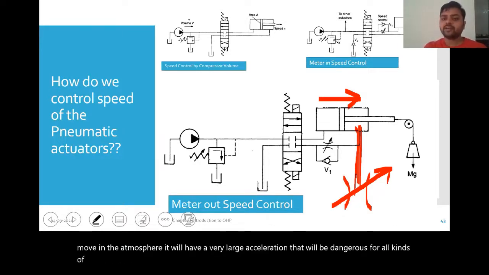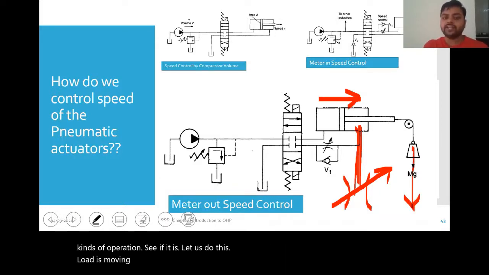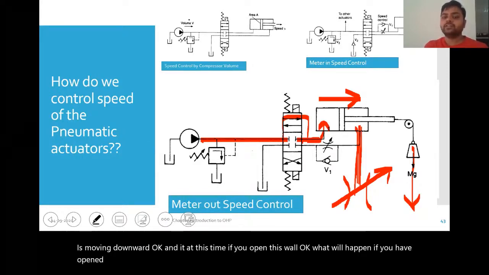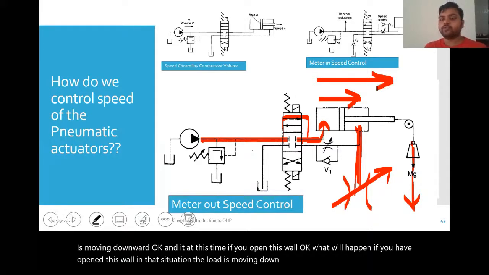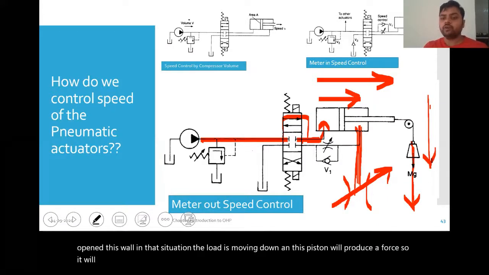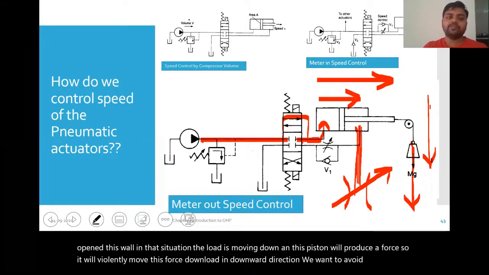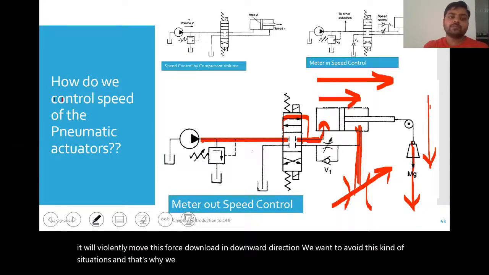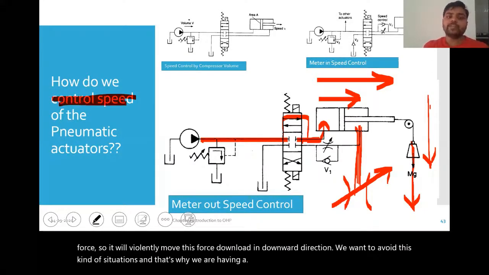See, let us say the load is moving downward, and at this time you have opened this valve. What will happen? In that situation, the load is moving down and this piston will produce a force, so it will violently move in the downward direction. We want to avoid this kind of situation, and that's why we have a speed control system in pneumatic actuators.